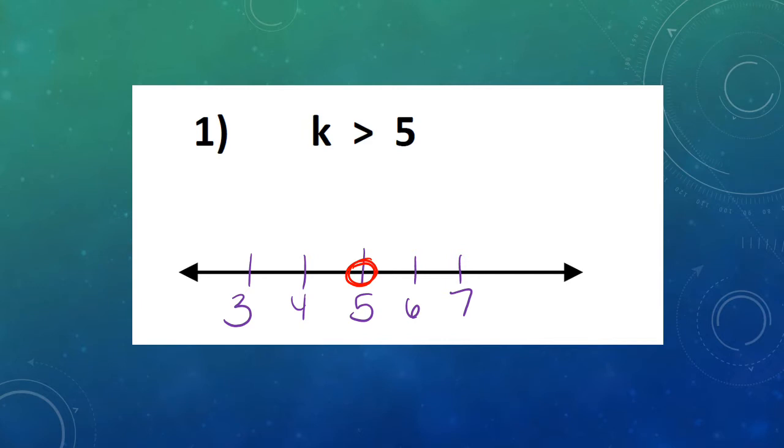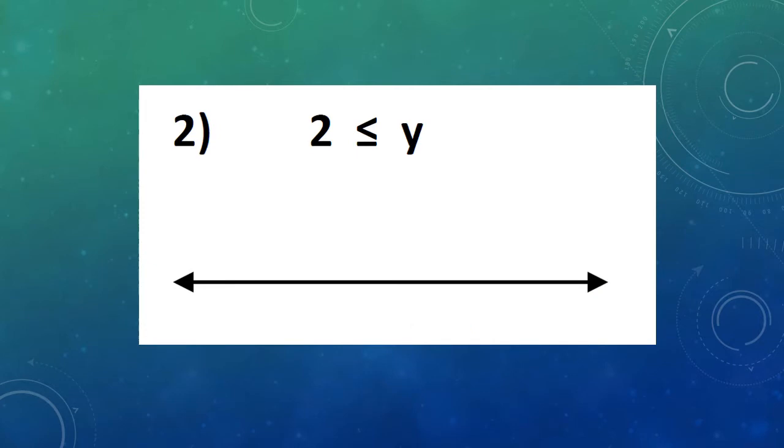Let's test to see which direction our line is going. We'll start with 4. We can fill in 4 for k. Is 4 greater than 5? No, it is not. How about 3? Is 3 greater than 5? No, it is not. How about 6? Is 6 greater than 5? Yes. How about 7? 7 is greater than 5. So we're going toward our smiley faces that we drew, and we're going to color in our arrow to the right.